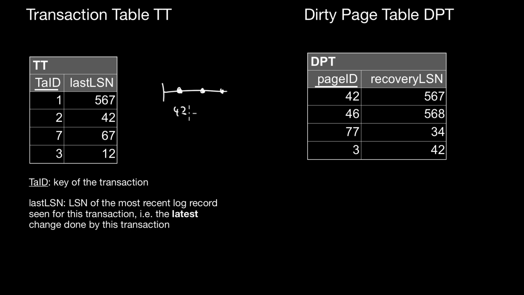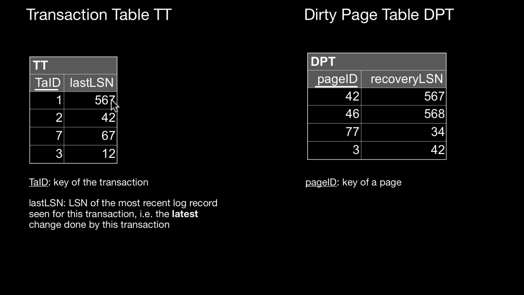So this might have been log sequence number 42. Then here we have 110, and here we have 567. So what the table records is this last change operation we've seen for this particular transaction number 1. And this is updated throughout the algorithm. We always update that field, last LSN.